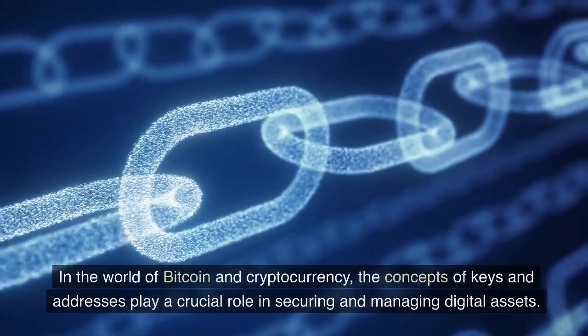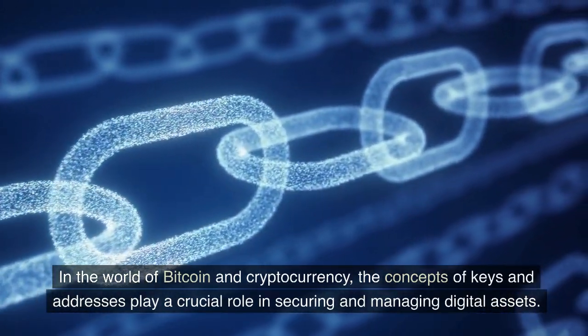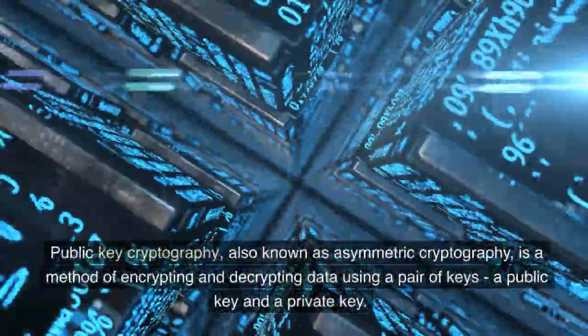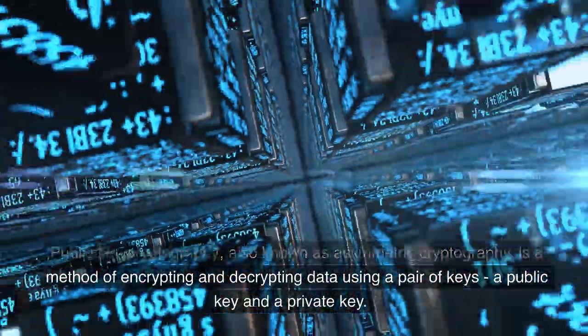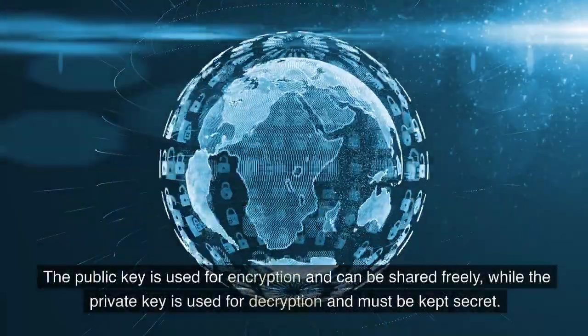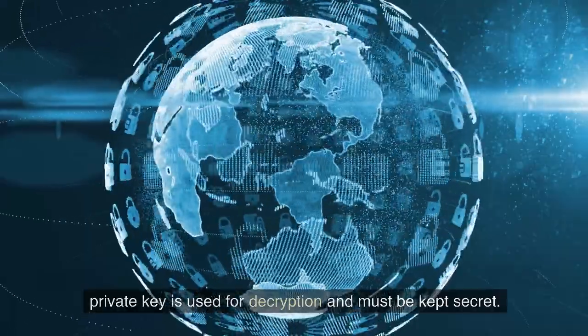In the world of Bitcoin and cryptocurrency, the concepts of keys and addresses play a crucial role in securing and managing digital assets. Public key cryptography, also known as asymmetric cryptography, is a method of encrypting and decrypting data using a pair of keys, a public key and a private key. The public key is used for encryption and can be shared freely, while the private key is used for decryption and must be kept secret.